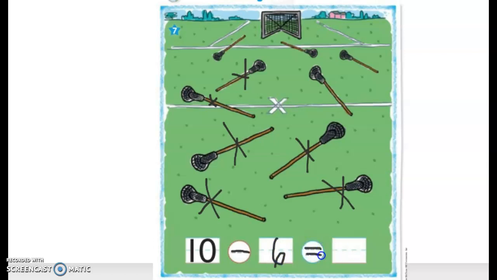Trace our equal sign. How many lacrosse sticks are left that didn't get picked up by a player? Go back up and count. 1, 2, 3, and 4. 10 take away 6 equals 4. Good job.